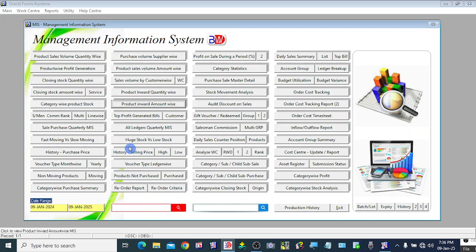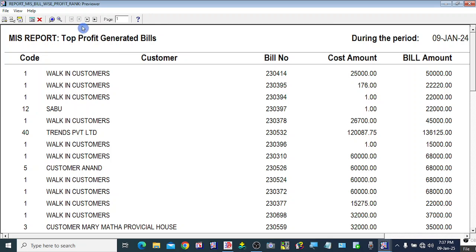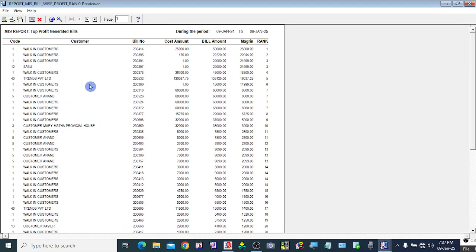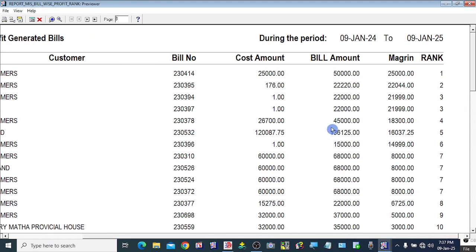That report we can generate with the help of these top profit generated bills. Click on this button. Here we can see the top profit generated bill number is 230414. The bill amount is 50,000. The purchase value or cost amount is 25,000, and in this single bill I have earned 25,000 profit.